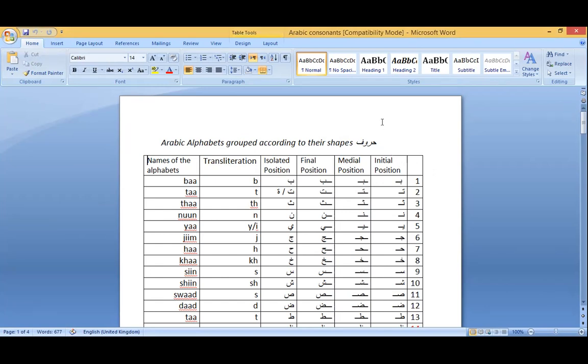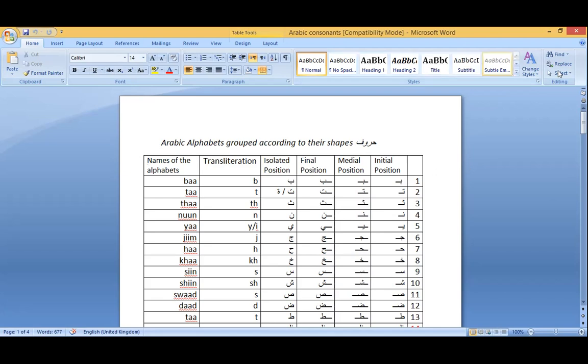Now, if we may start with group 1, how many letters did we have in group 1? Five. Tell us those 5 letters. Ba, ta, tha, na, and ya. Good. So those are the 5 letters in group 1. Okay. Group 2.